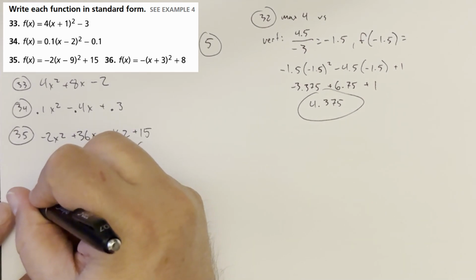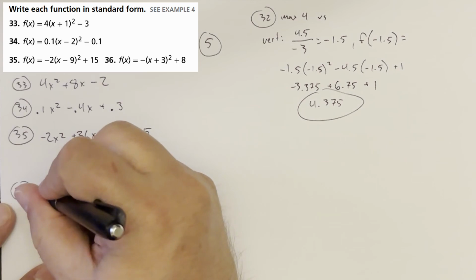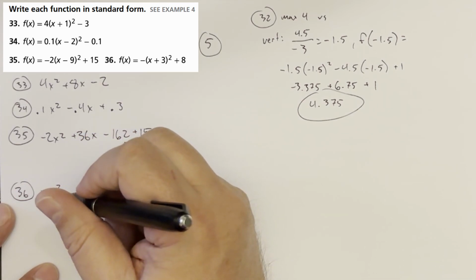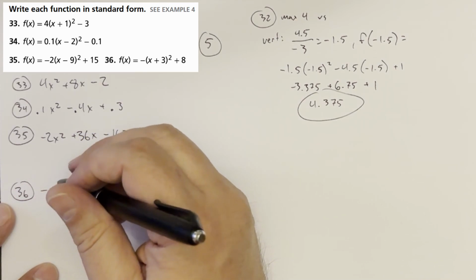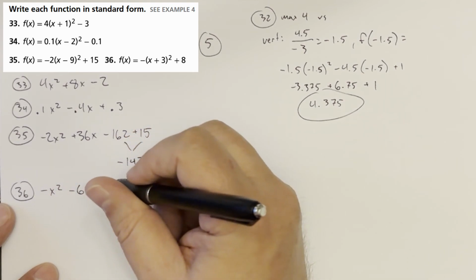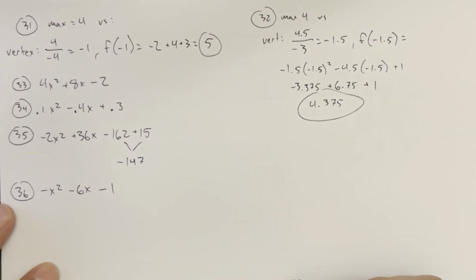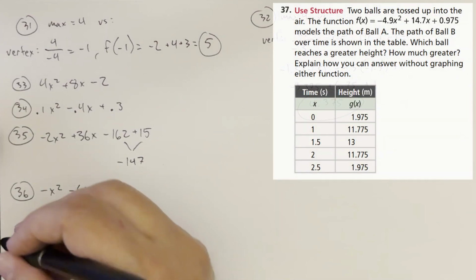And finally, 36, we have x plus 2 squared, so that's x squared times the negative 1. And then we have 6x times the negative 1, so minus 6x. And then we have 9, 3 squared, 3 times 3 is 9, times the negative, so that's negative 9 plus 8, and that's negative 1.